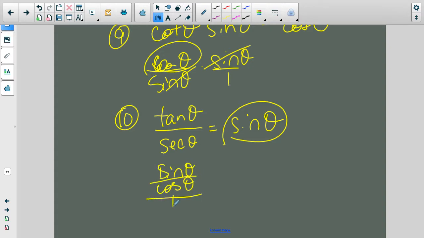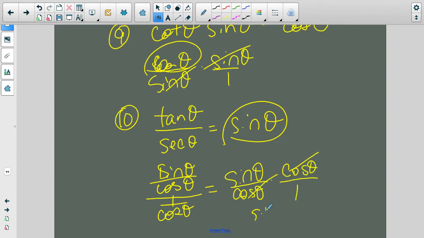And secant is 1 over cosine. Alright, so I have a fraction: keep, change from division to multiplication, and then flip. And you're done. Cross out, and you have sine.